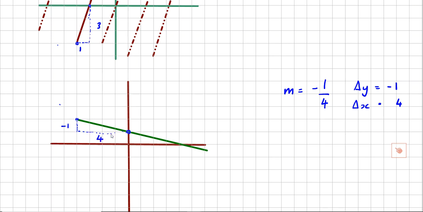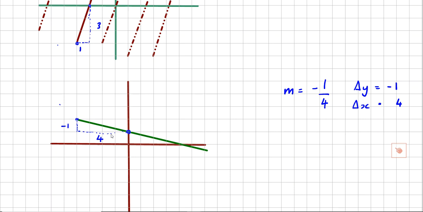Now my tip is that the x change should always be positive. The negative is applied to the change in y. So you either go up or down in y. If it's a positive gradient, you go up in y. If it's a negative gradient, you go down in y. Okay?